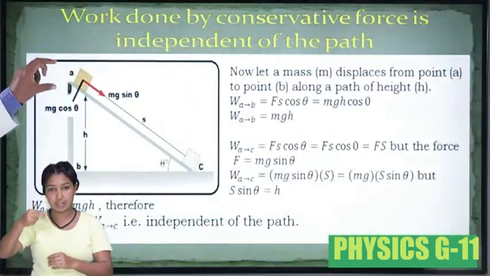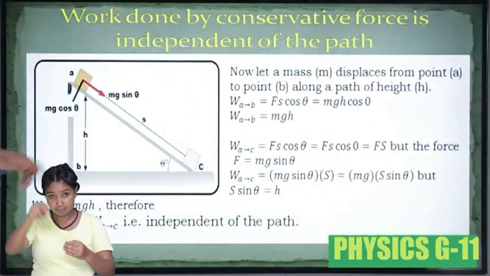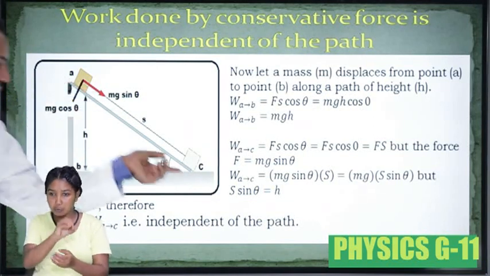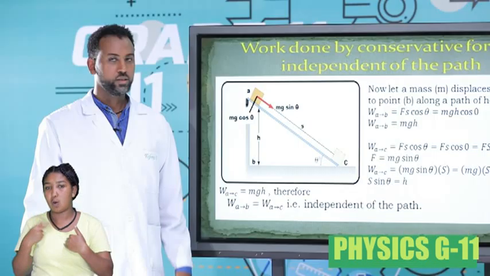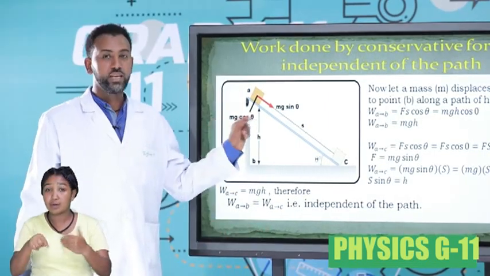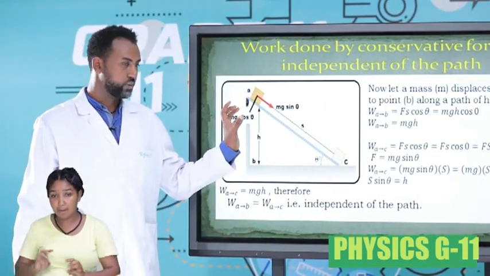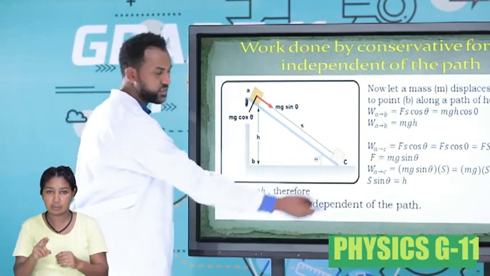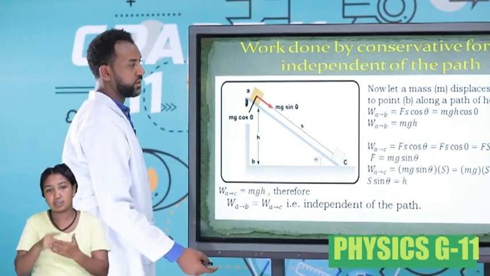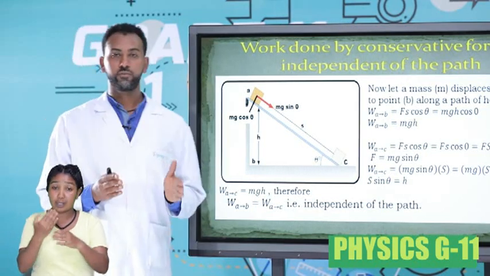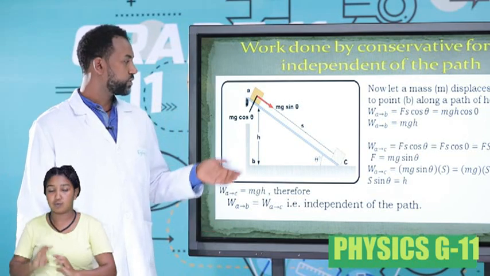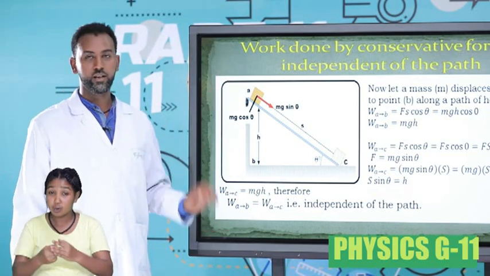Whenever you take this object from this to this, it's mgh. Even though we take the same object on this path, it's also mgh. There is no difference. Therefore, it is independent of the path. Okay? You might take this path, or a different zigzag path. It's independent. Therefore, work done by a conservative force is always independent of the path. It only depends on the initial and final location.